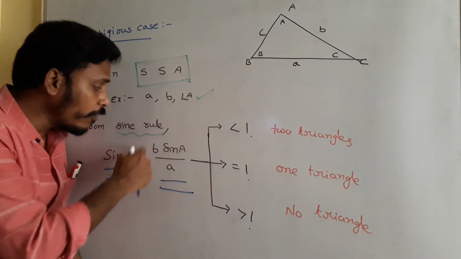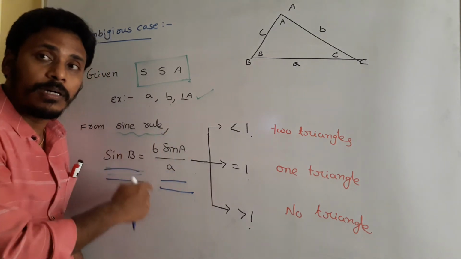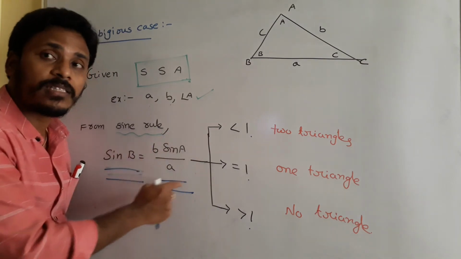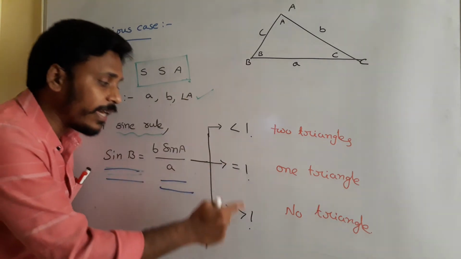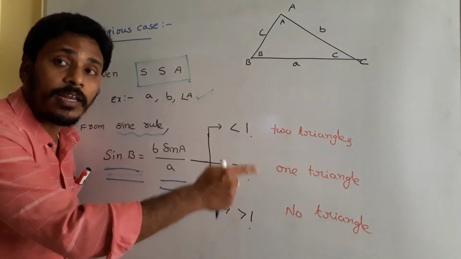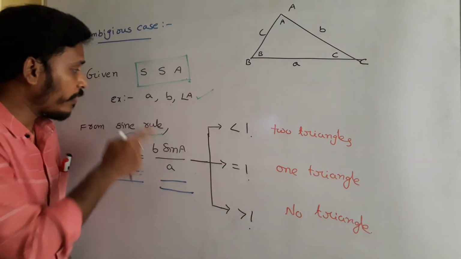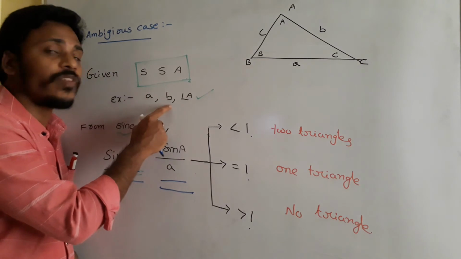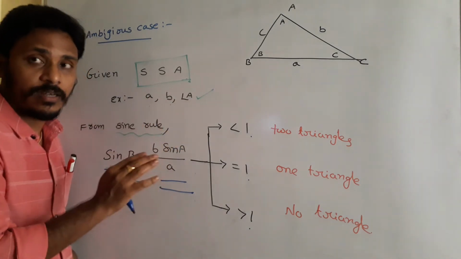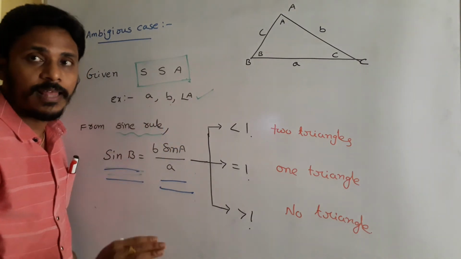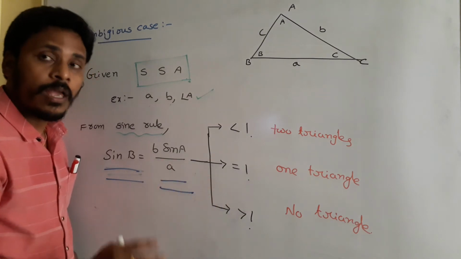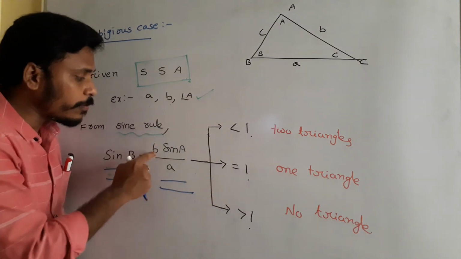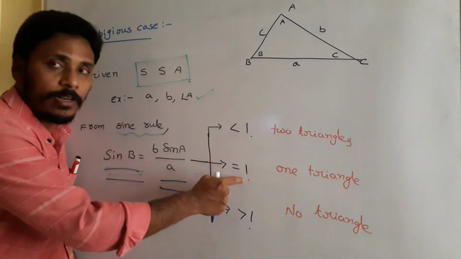But if you get a number greater than 1 after calculating b sin A by a, then it means there is no such possible triangle. The given three measurements are somewhat wrong. With the given three measurements, there is no chance to construct a triangle. There is no triangle there. That's the last case.